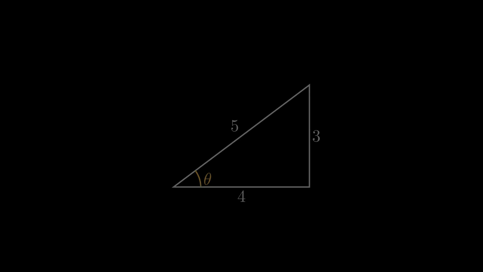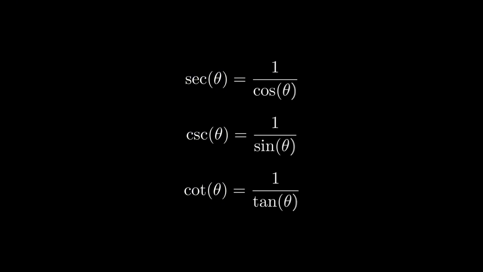Okay, moving on. Actually, one more thing before I move on is secant, cosecant, and cotangent. These are basically just the reciprocals of sine, cosine, and tangent.